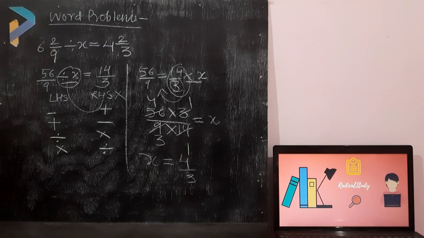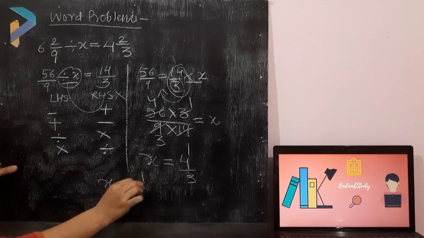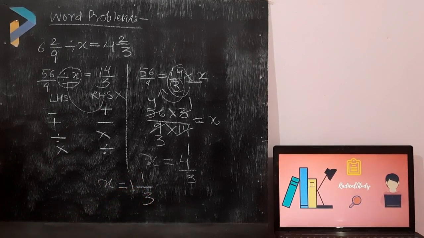So as I told you, all the answers in your book are in mixed fraction. So we can write like this, 1 1 upon 3. Now I am going to take one more example based on this so that you should understand it more clearly.